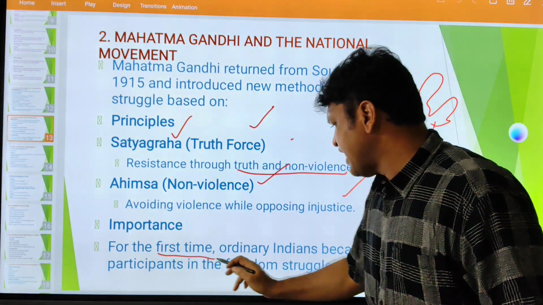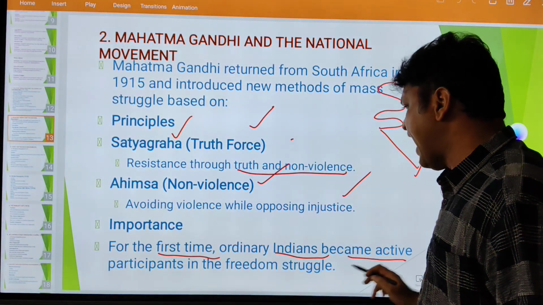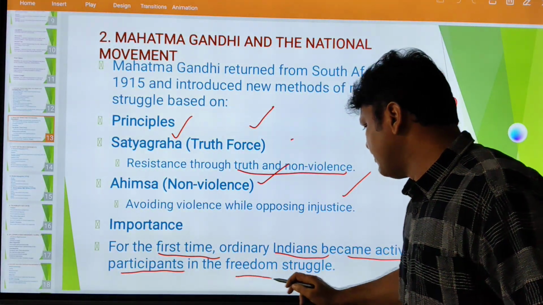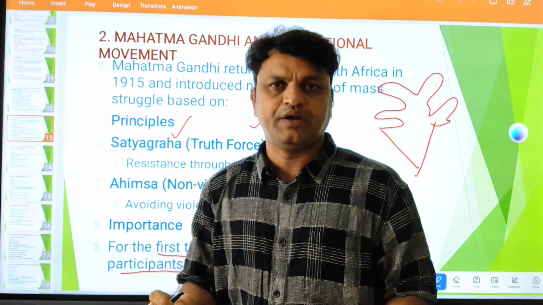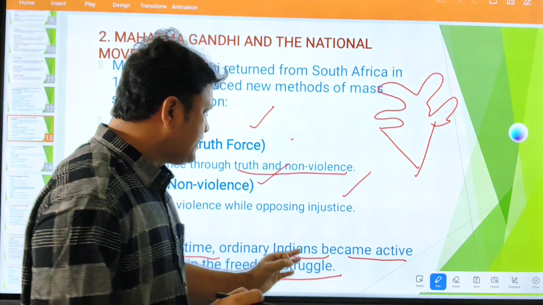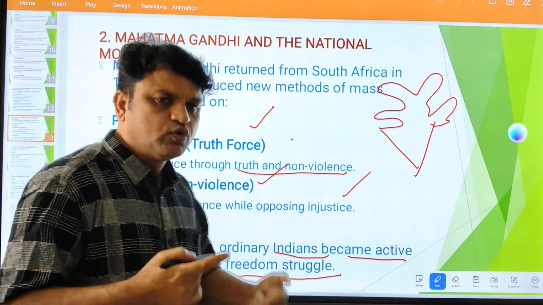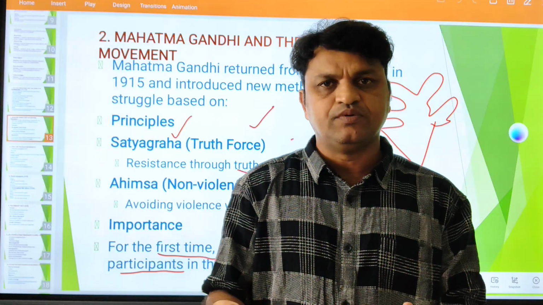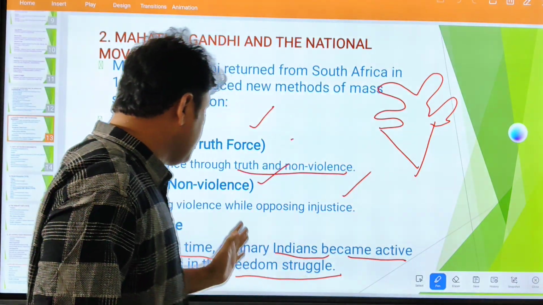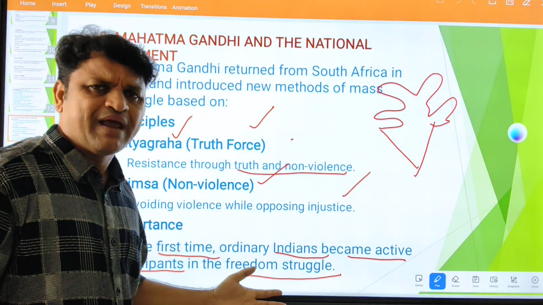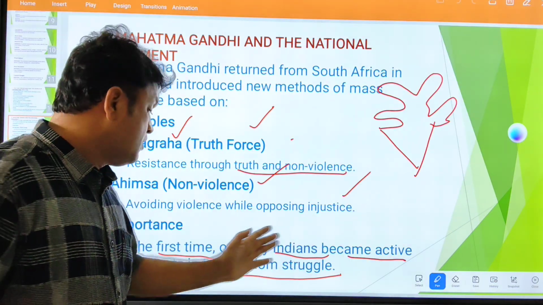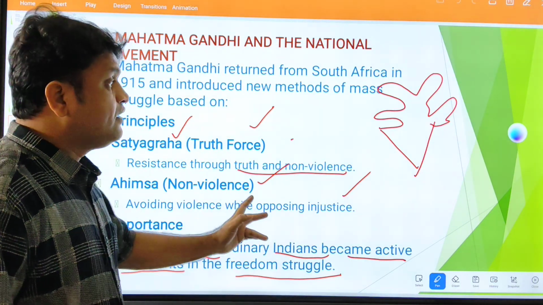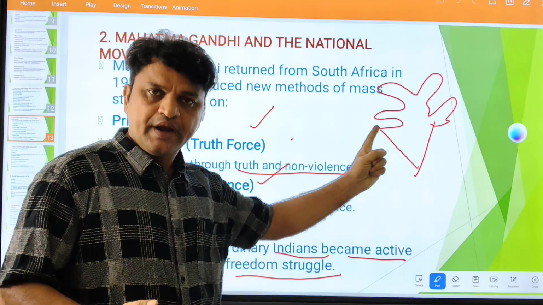Important. For the first time, ordinary Indians became active participants in the freedom struggle. Very, very important. The ordinary Indians, the people who are living in rural areas, villages and towns, are called ordinary people, right? So these people, the common man, also became an active participant in the freedom struggle when Gandhiji came to India.